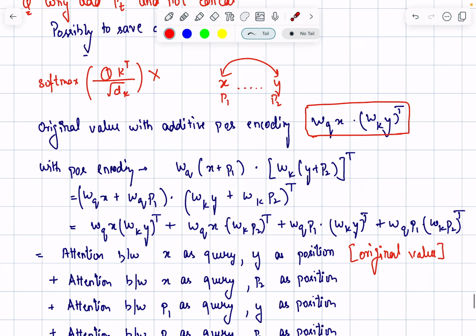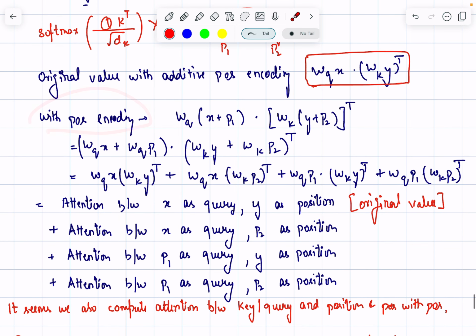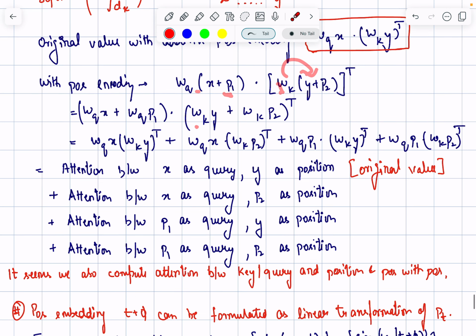Okay. So now what happens with positional embedding is this. Let's say we add positional embedding P1 for x and P2 for y. So this is the equation that we will have, right? And based on this equation, I am just expanding it, so we have WQX plus WQP1. Similarly, I moved this inside, then expanded it by the multiplication rule, simple like that, and this is what we get.